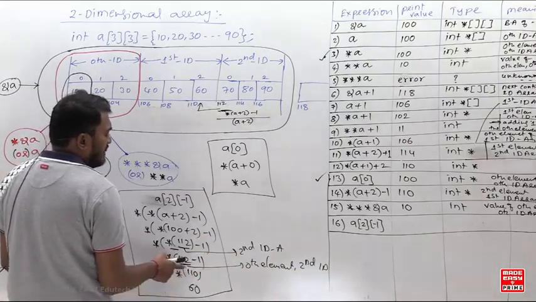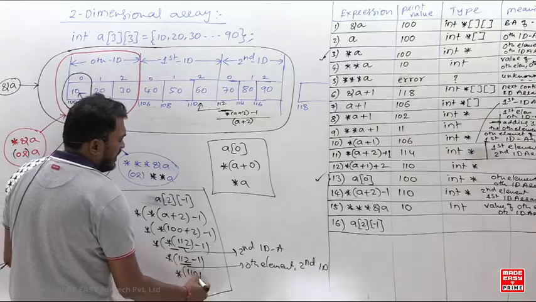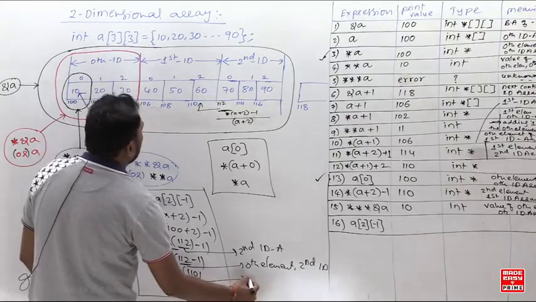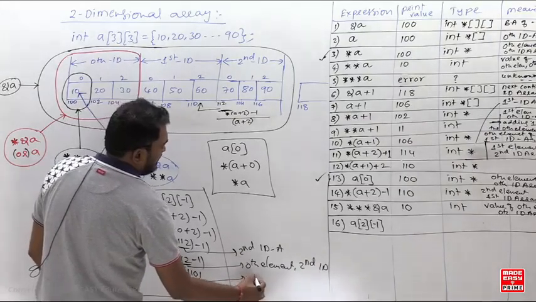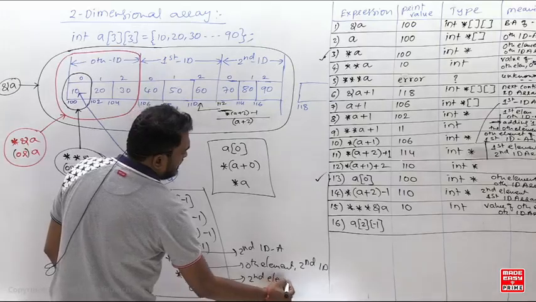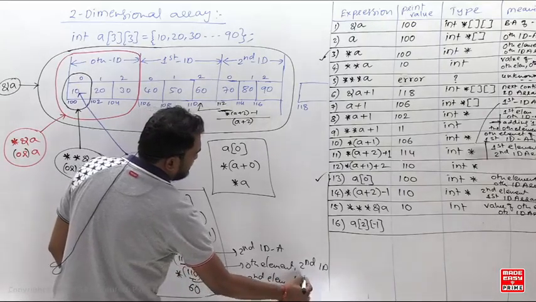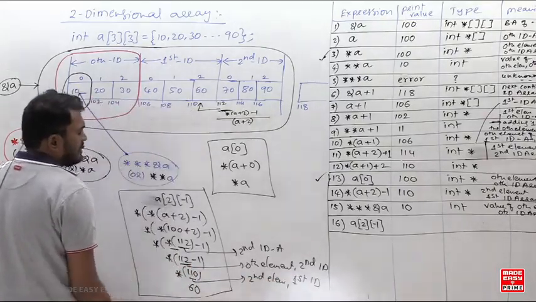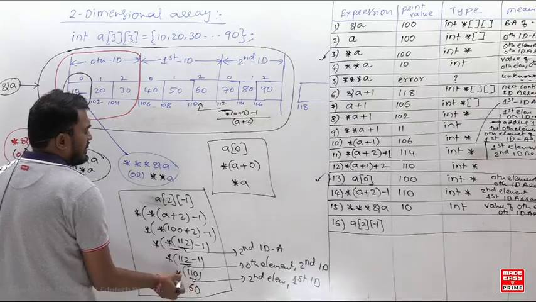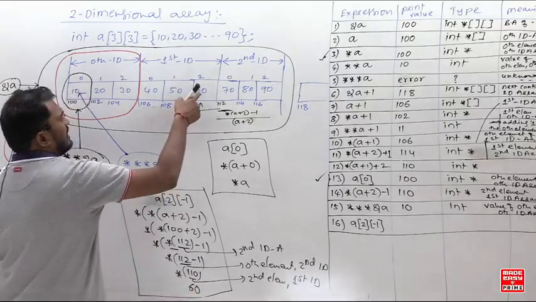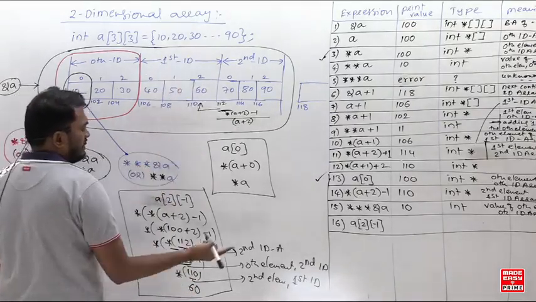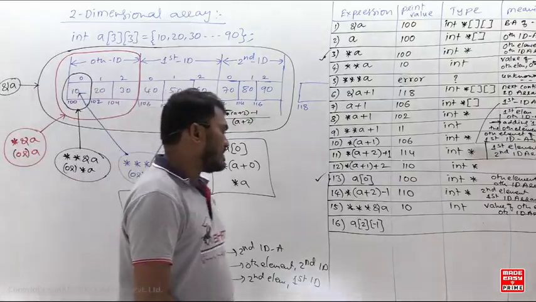It is pointing to an element. If I do minus 1 it will go back. So what is it pointing to now? It is pointing to the second element of the first 1D array. Now if I apply star, the second element of the first 1D array, that is 60. It will print 60. Yes or no?